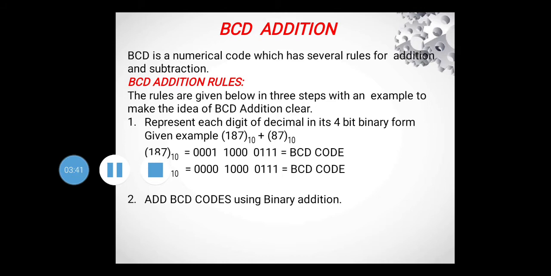BCD code is very important as it is used in addition and subtraction processes in computers. So here first we will start with BCD addition. There are certain rules for BCD addition. It is not the same as binary addition. So here we will check the BCD addition rules. The first rule is that the given number will be in decimal form. You are going to convert each digit of the decimal number into its 4-bit binary.